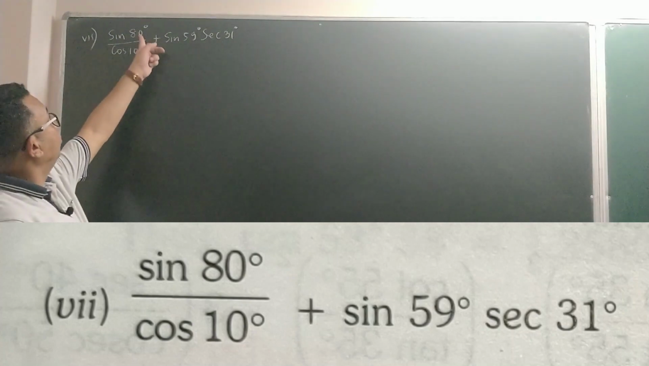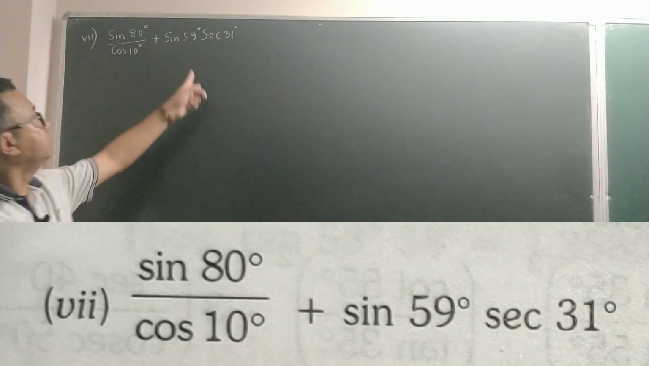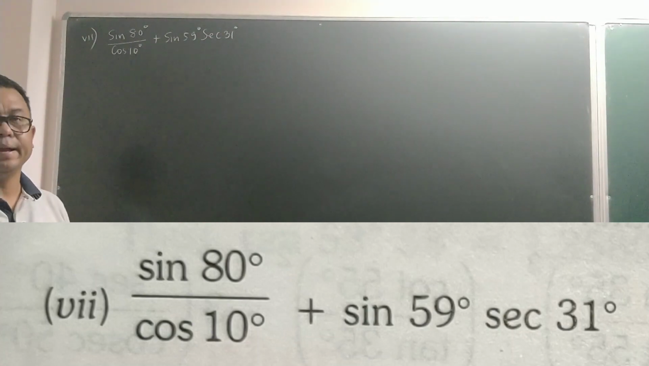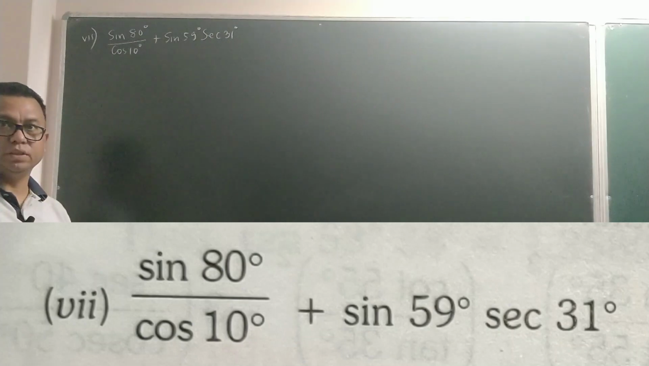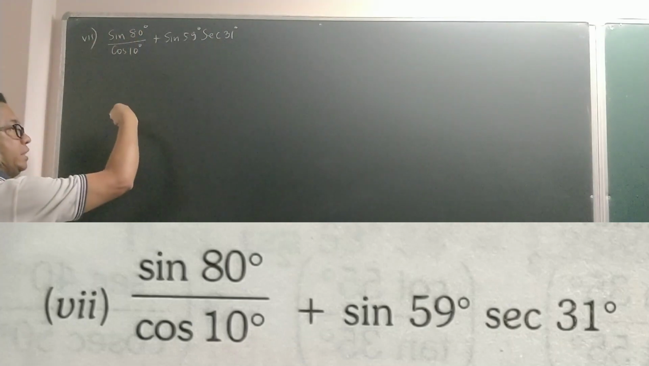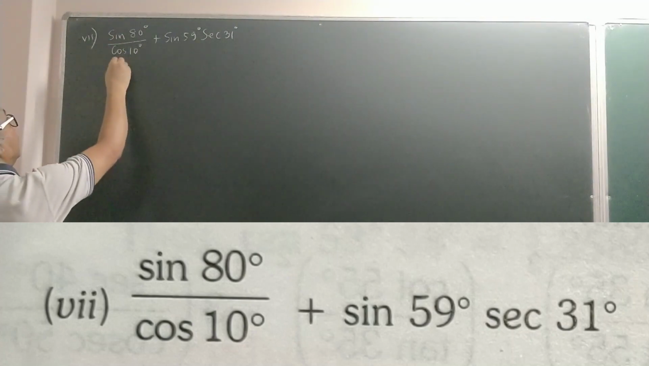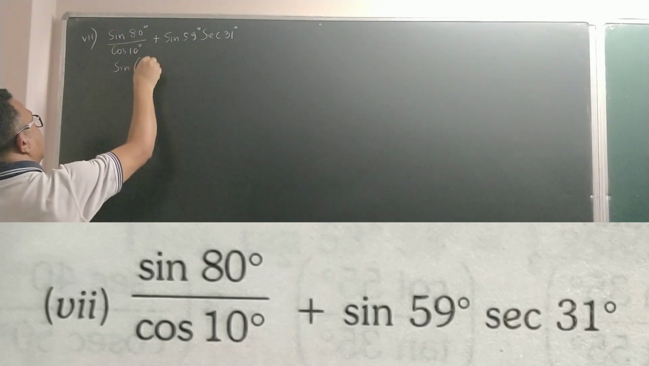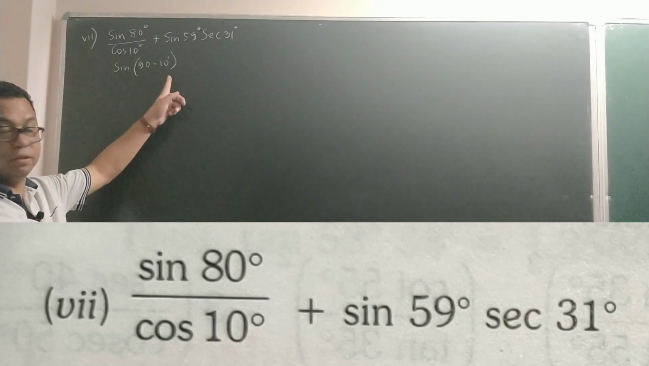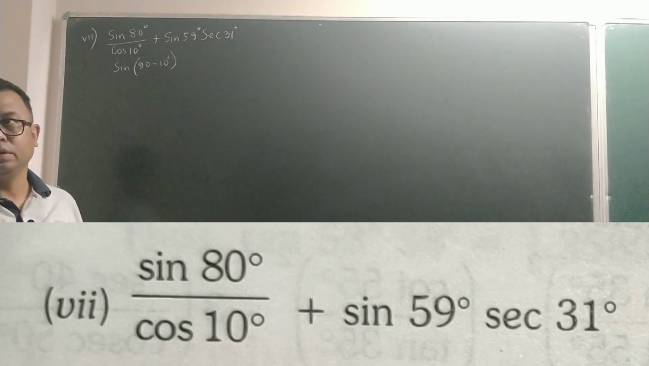Now you can see complementary, these two total 90, even these two are complementary, 59 and 31, they are also total is making 90. So change one of them, don't change both, change one. Okay, out of these two, let me change the upper one. If you like, you can change the lower one also. Let us change the upper one. So I'll write that as sine 90 minus 10, because 90 minus 10 is 80. Don't write 90 minus 80, okay? So after subtraction, you should get that value.